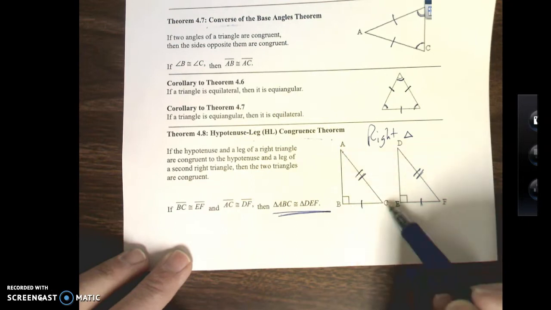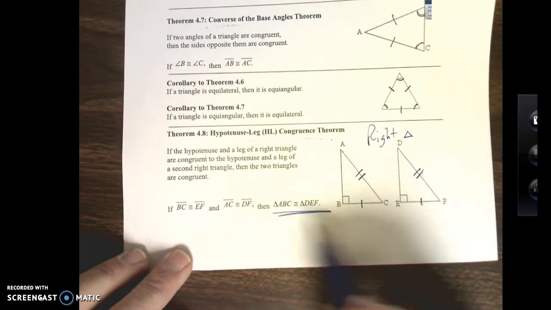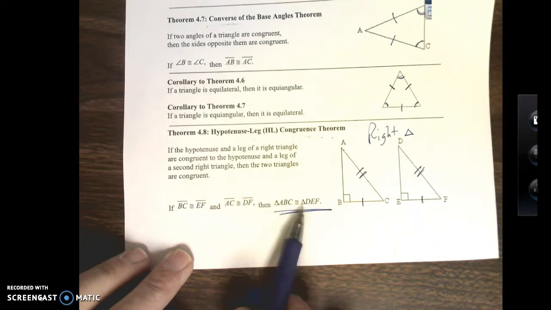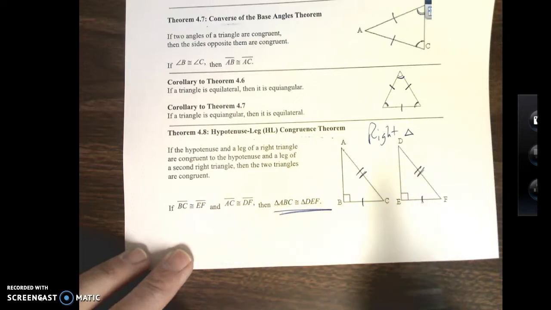A, B, C, so top, down, over, top, down, over, top, down, over, DEF, all right? What that allows you to do then is say angle A is congruent to angle D. Angle B is congruent to angle E, C to F, so on and so forth. Okay? Wonderful. Now we're getting the meaty stuff.